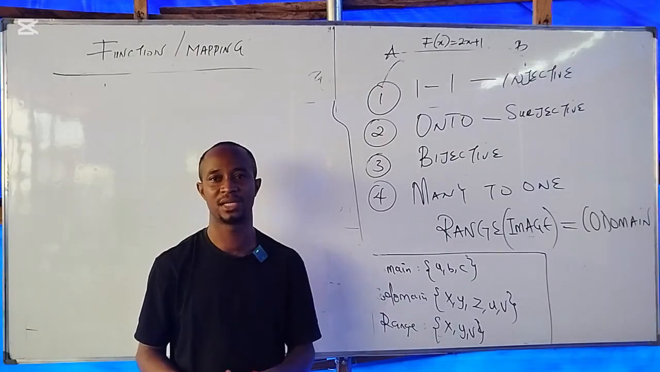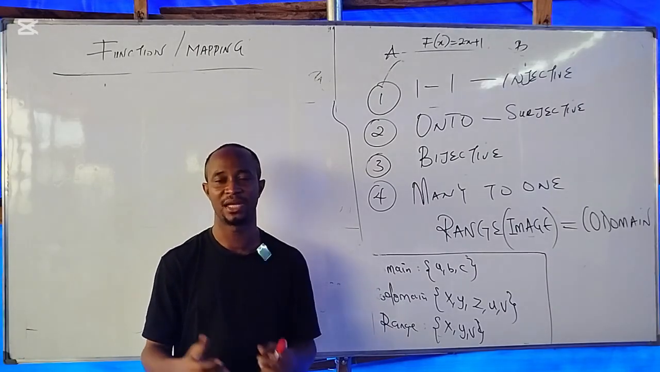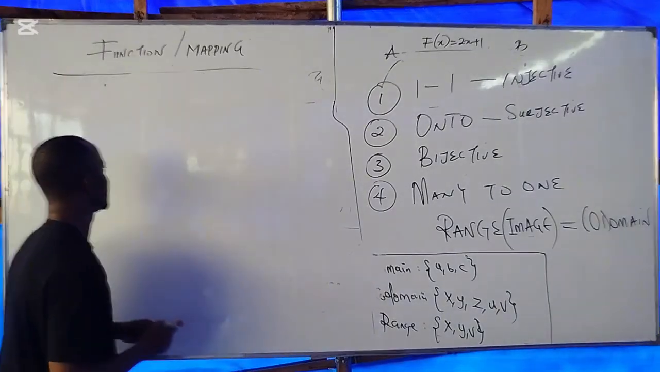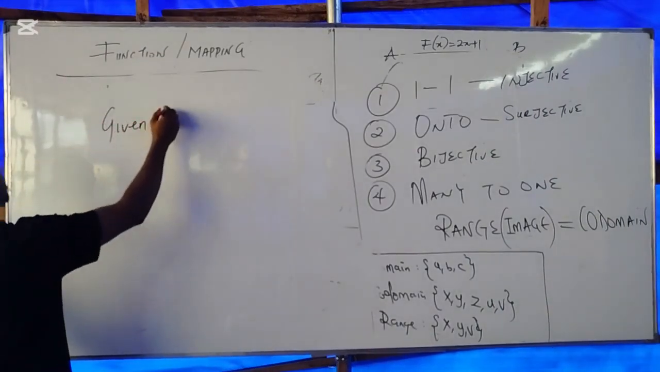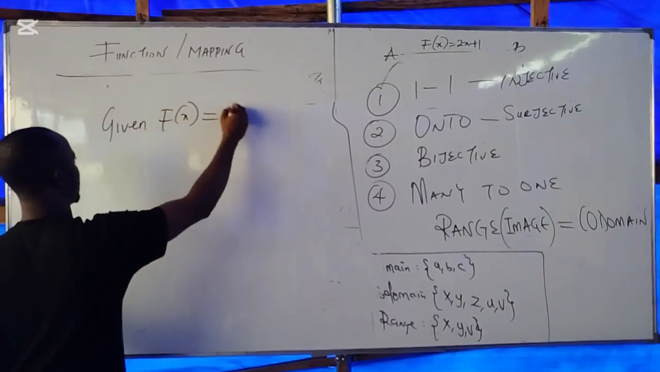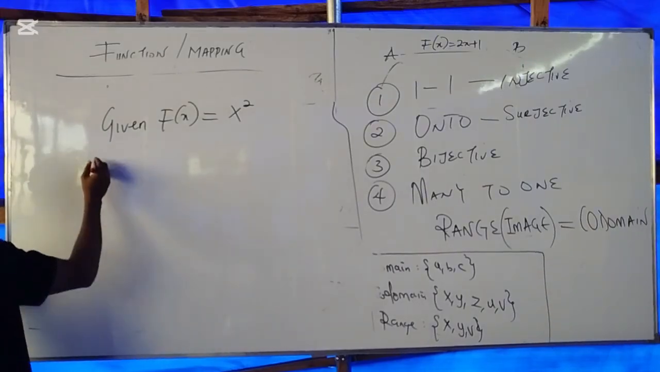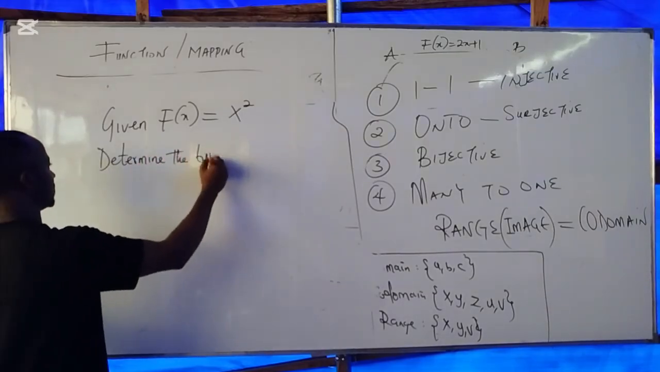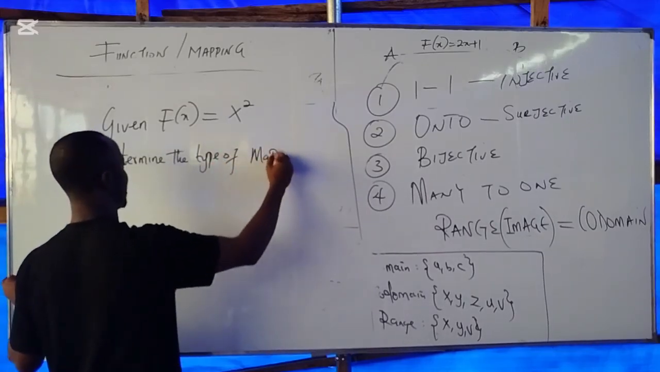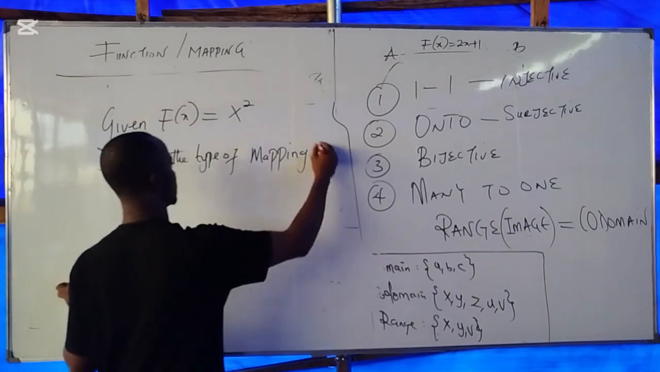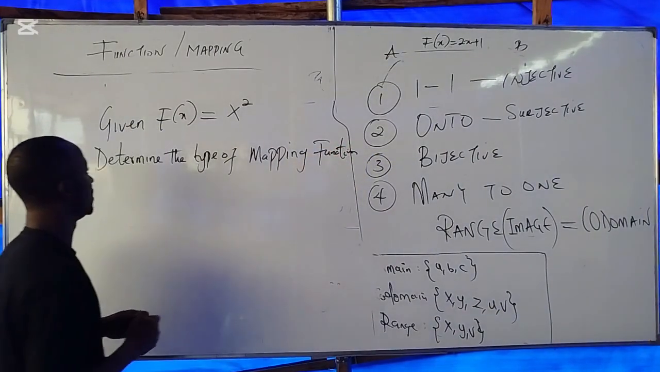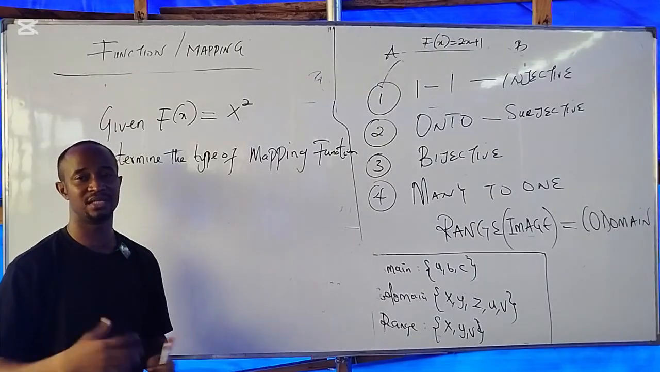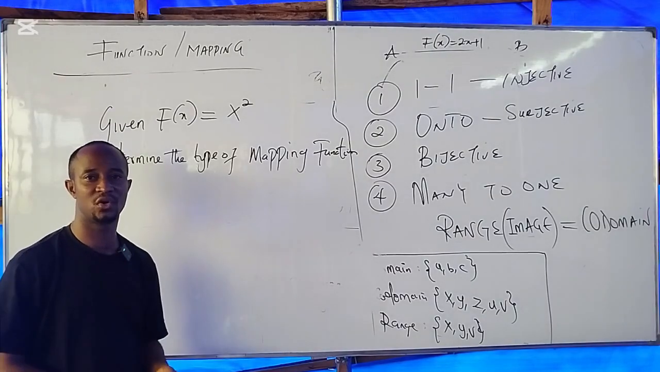Let me drop an assignment. I want you to solve the assignment and send your answer in the comment section. The assignment is this. If we are given f of x equals x squared, determine the type of mapping function. Is this function one-to-one? Is it onto? Is it bijective? Is it surjective? Please give your answer in the comment section. Thank you.